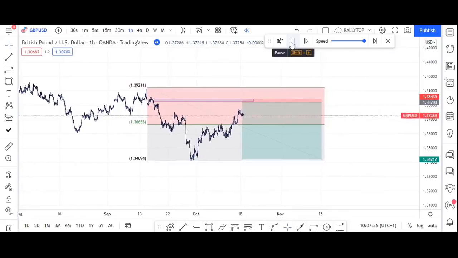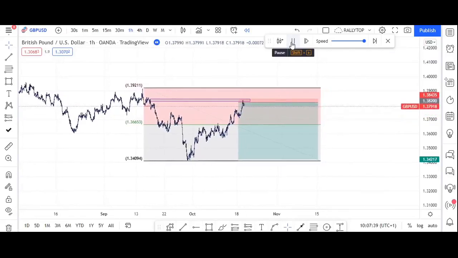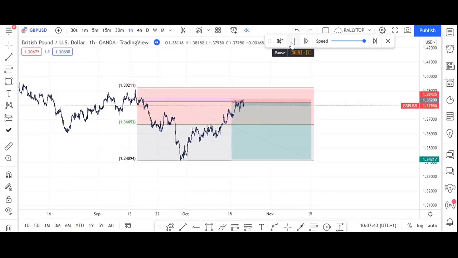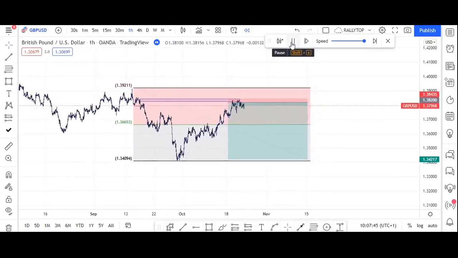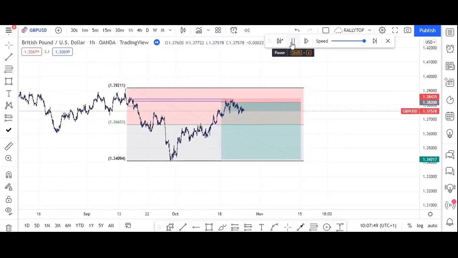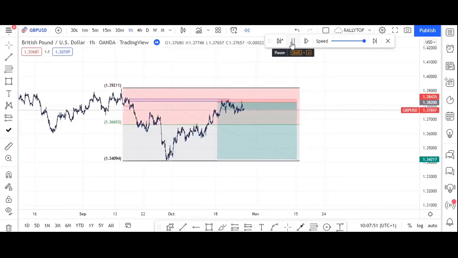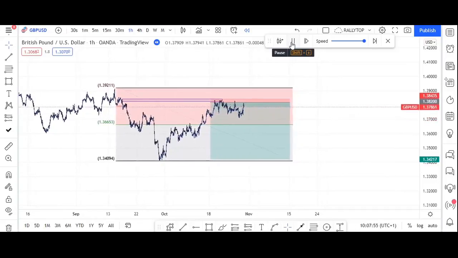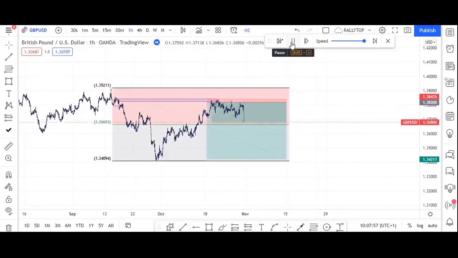Now watch it. Watch price now. It has tapped into our OB, our 15 minutes OB. Let's see whether it will violate our OB or go in our direction. It went back to the OB to tap into it, but it didn't break through it. It's gone back to the OB.